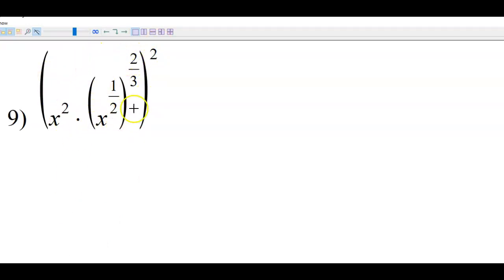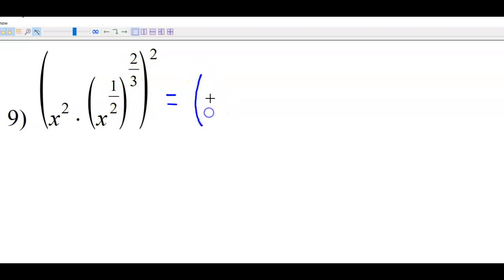I'm going to simplify what's inside the big parentheses first, and once that's simplified, then I'm going to apply that squared outside. So the first thing I want to do inside here is take this x to the 1/2 that's raised to the 2/3, and multiply those two exponents together. Remember, if you have an exponent raised to another exponent, they get multiplied together.